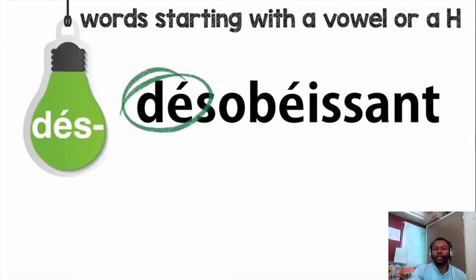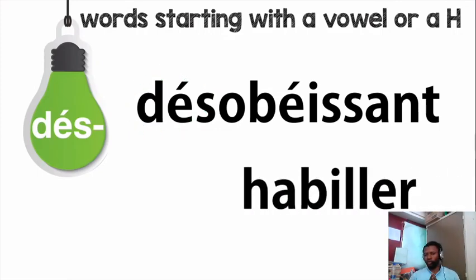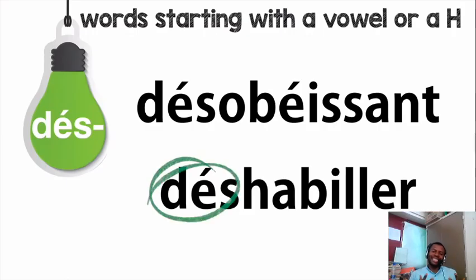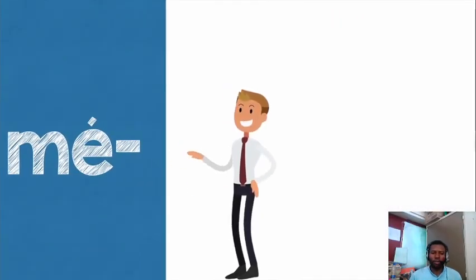All right, so we're gonna take another word. Another word would be the word habiller. Okay, that's actually the verb s'habiller. Habiller. If you add des, it becomes déshabiller, which is just the contrary to the word habiller.